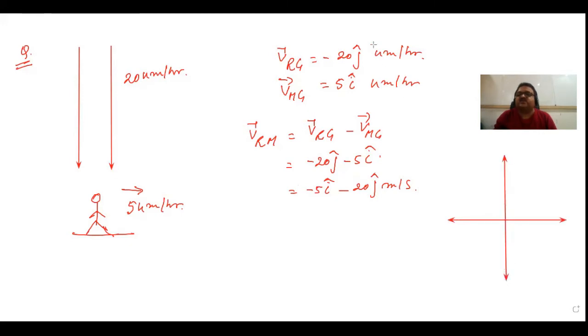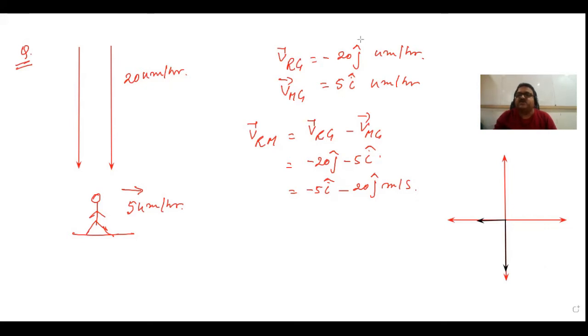And then this man is the observer, correct? So according to the man, in what direction, what is the velocity of the rain with respect to man? This velocity has two components, one along negative x-axis, one along negative y-axis. So let me mark it like that, okay? So this is minus 5 i cap and this is 20 j cap. Okay. So what will be the resultant?